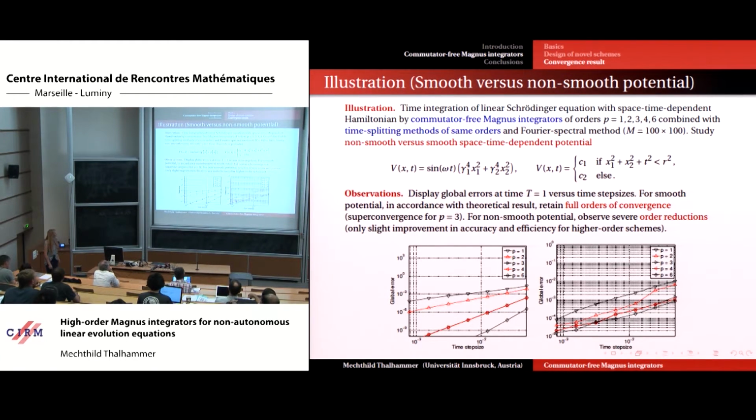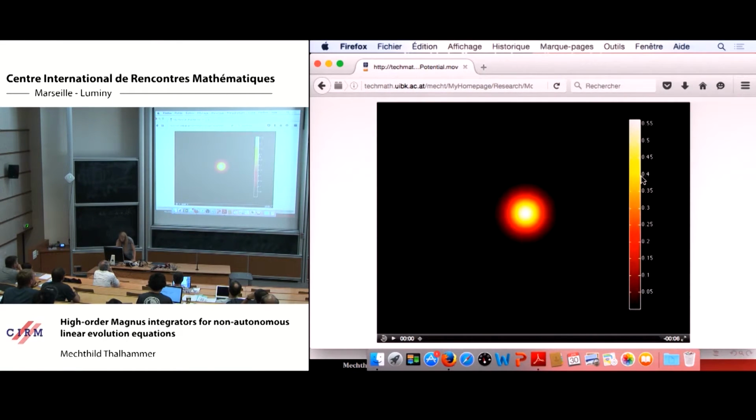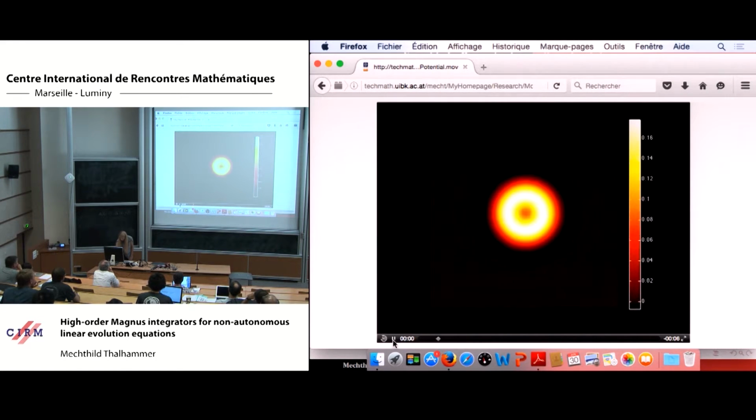But what you see here for efficiency and similarly for the cost is that your higher order schemes can still be nice. Although the order drops, their accuracy is still quite nice, so I can achieve a better accuracy. Okay, just to give you an impression of this example.